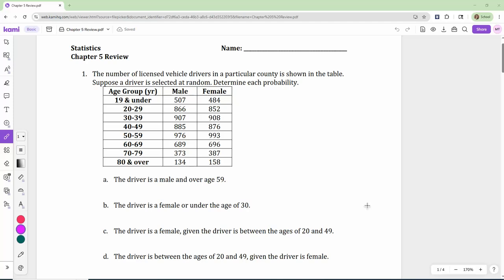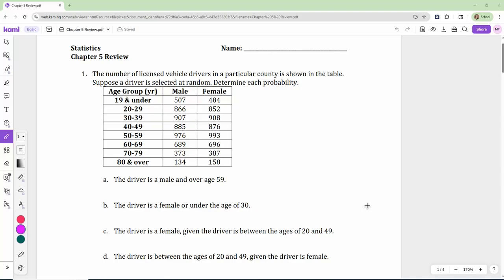So this tells us the number of licensed vehicle drivers in a particular county, excuse me, is shown in the table. Suppose a driver is selected at random. Find each probability. So the first one, male and over age 59.